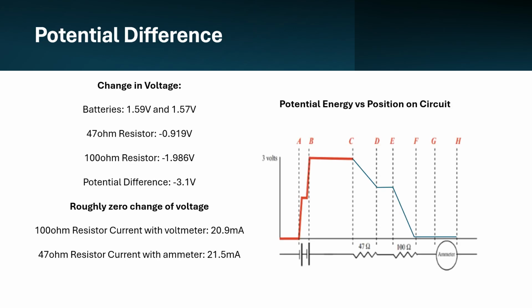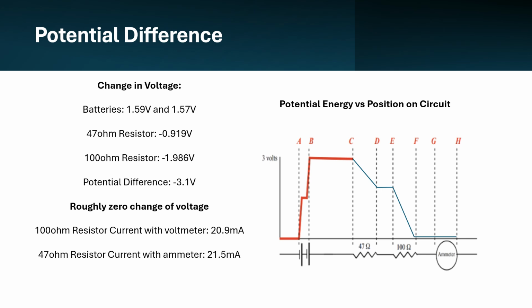The change in voltage for the batteries was 1.59 volts and 1.57 volts. The 47 ohm resistor had a change in voltage of negative 0.919 volts, and the 100 ohm resistor had a negative 1.986 volts. The potential difference was negative 3.1 volts, which means there was roughly zero change of voltage throughout the entire circuit.